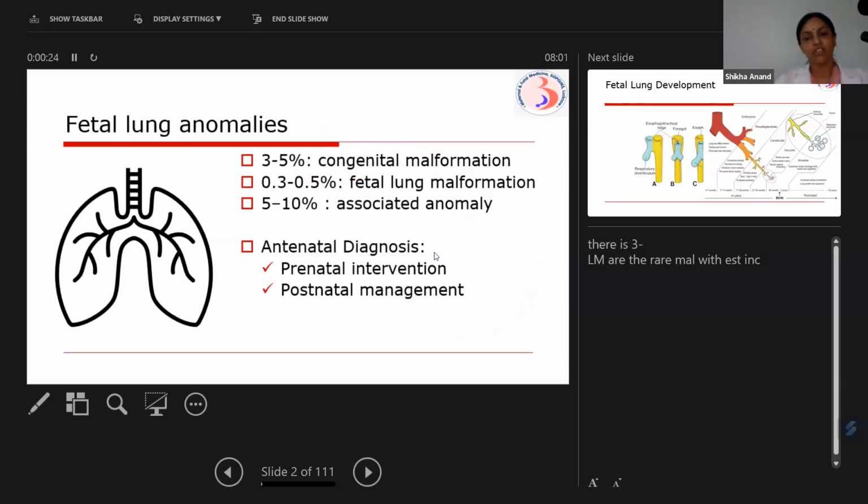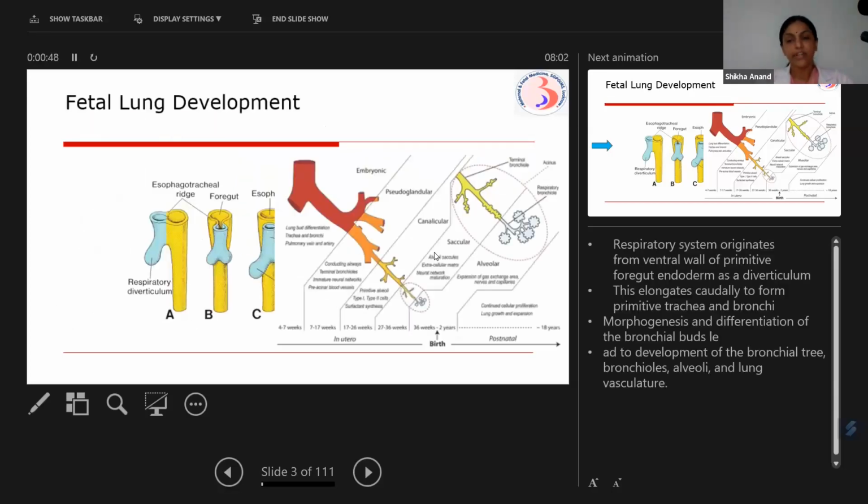So, there is a 3 to 5% risk of congenital malformations. Lung malformations are rare malformations with an estimated incidence of 0.3 to 0.5%. In 5 to 10% of cases, there is an associated anomaly. Antenatal diagnosis is important so that prenatal intervention can be done at the correct stage and also to plan for the postnatal management. So, the respiratory system originates from the ventral wall of the primitive foregut as a diverticulum.